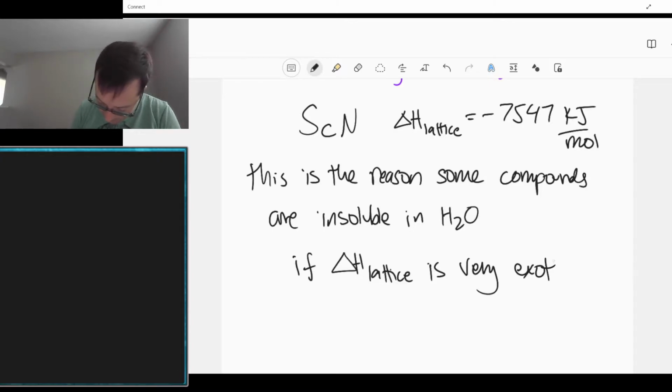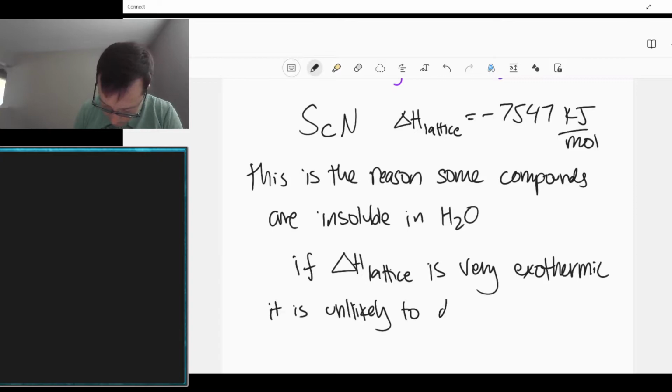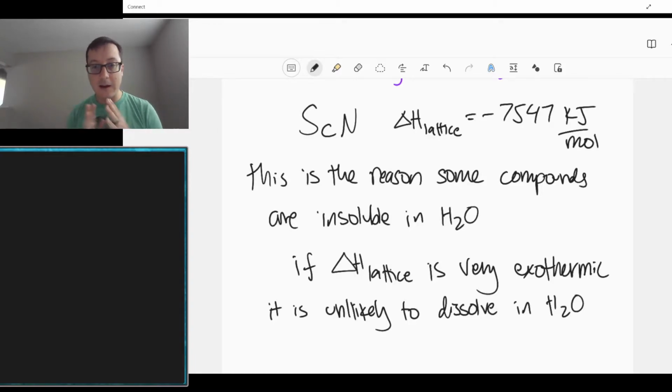If this is very exothermic, it is unlikely to dissolve. We'll say it that way. So it's unlikely to dissolve, with 2 L's in unlikely. Unlikely to dissolve if it's very exothermic, because by dissolving it, you're taking those ions and separating them again.